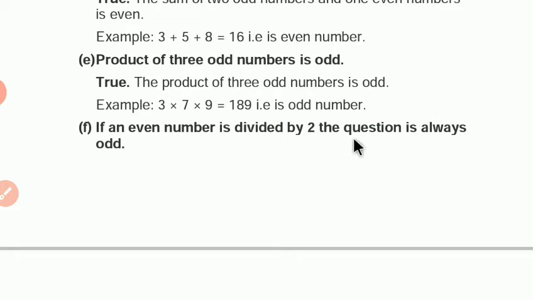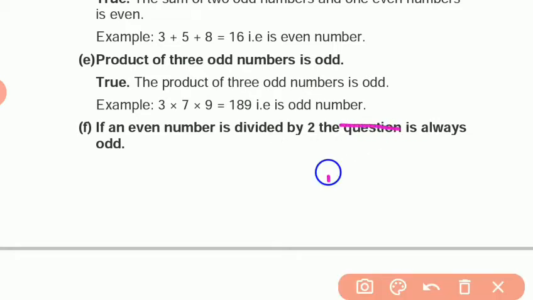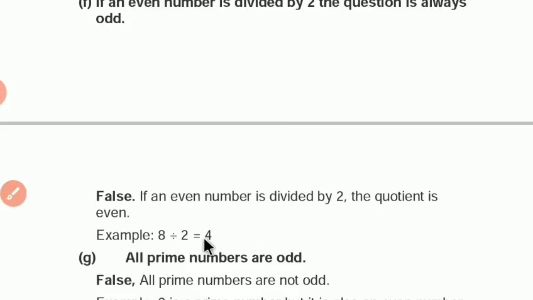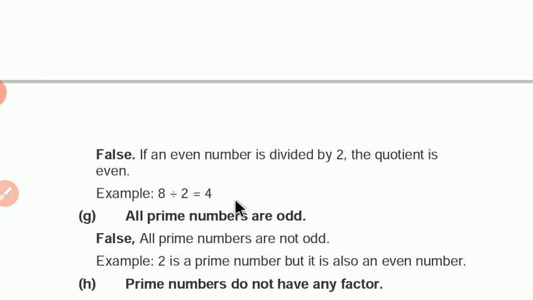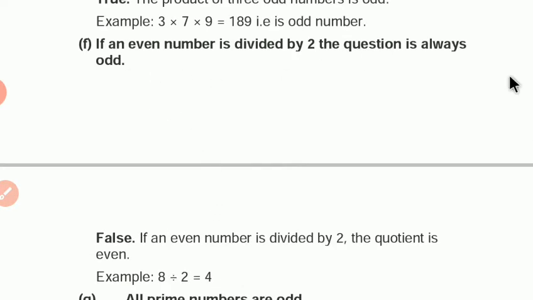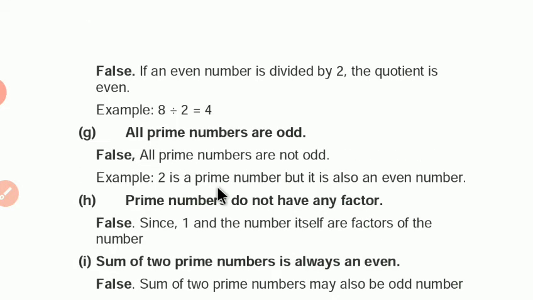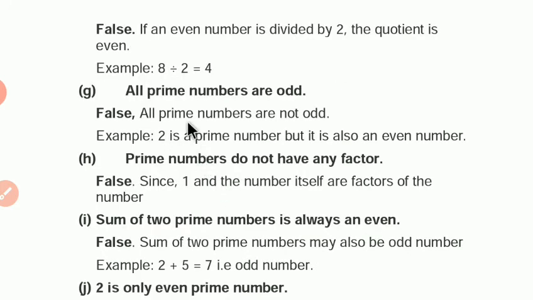Then, if an even number is divided by 2, the quotient is always odd. Quotient means the answer that will come. So first we have to take one even number and divide by 2. So let us take 8. 8 is an even number, divide by 2. The answer is 4. But here it is given that it is always odd. It is not necessary that the answer will always come odd only. So the answer is false, because we got 4, which is an even number. So if an even number is divided by 2, the quotient may be odd sometimes and even sometimes.